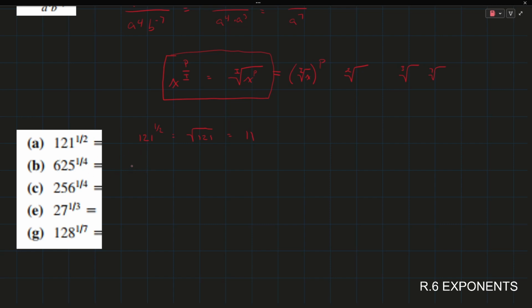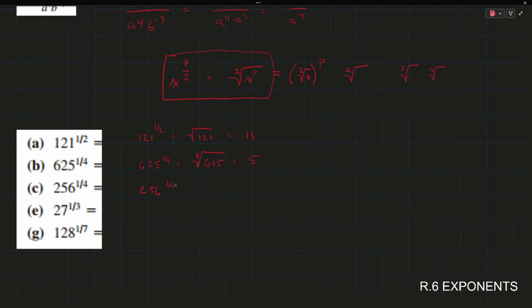I want to say 625 to the 1/4 is 5. 625 to the 1/4 can be written as the quad or 4th root of 625. It's got to be 5, right? I think so. 5 times 5 is 25, times 5 is 125. Yeah, it's got to be 5.